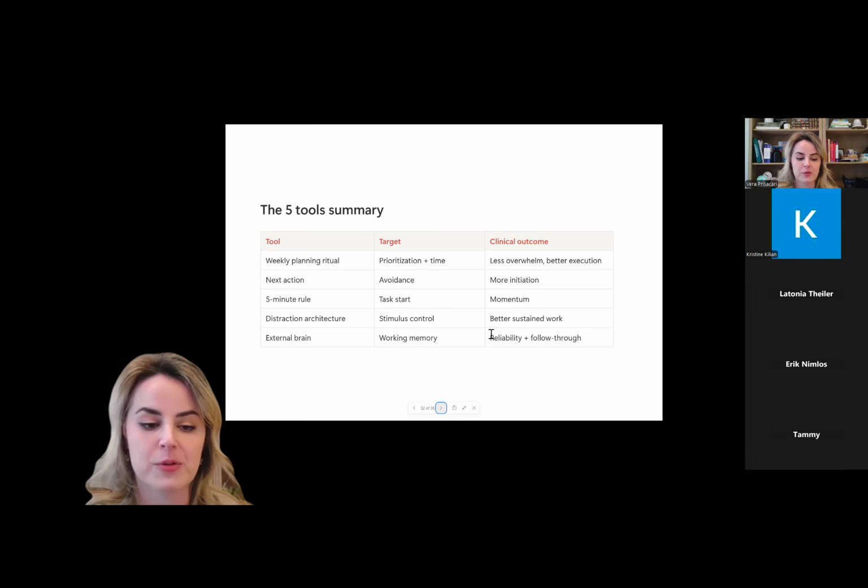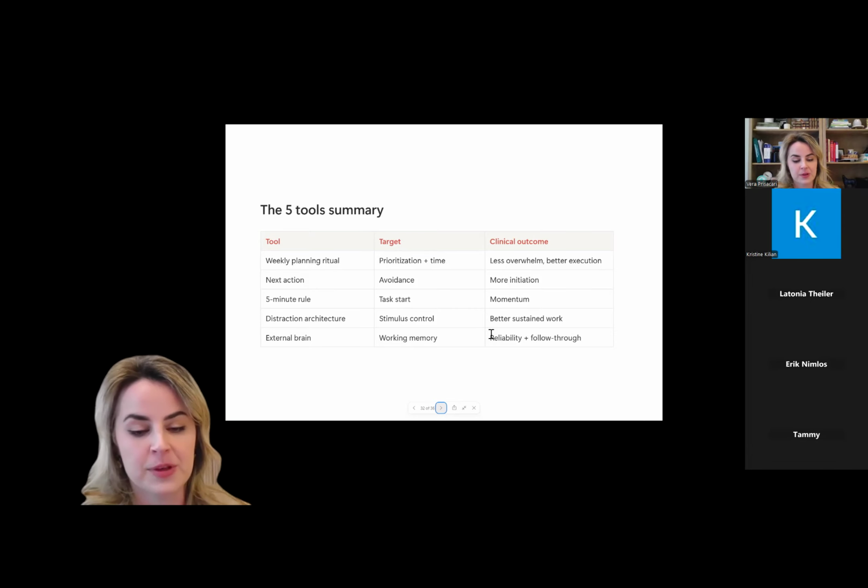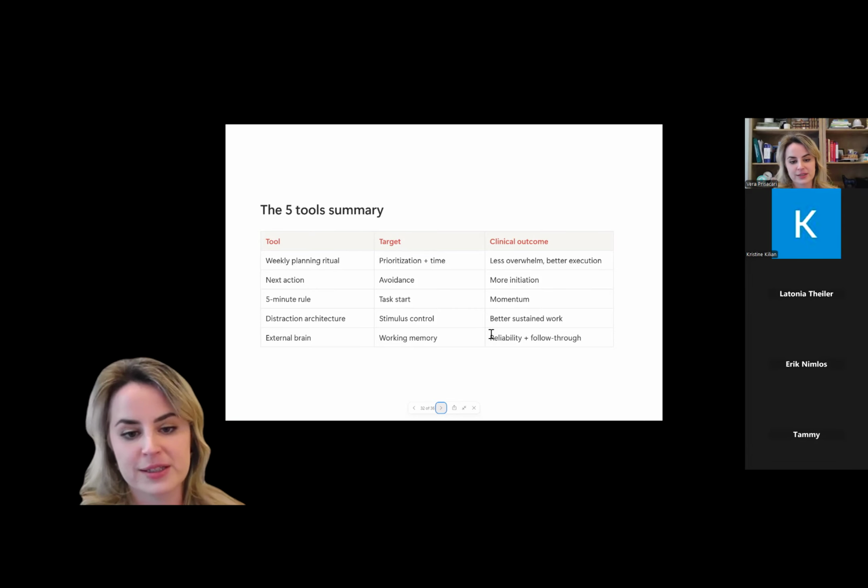The next tool we talked about was next action. Here, we're really targeting the avoidance. I'll do it later. I don't want to do it. It's too big. It's too hard. I don't know where to start.